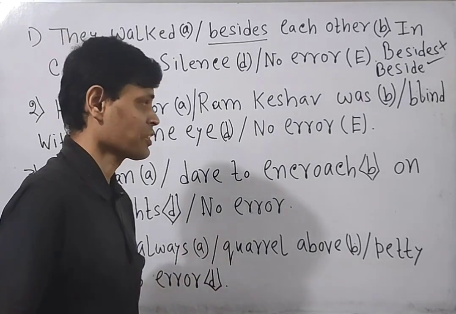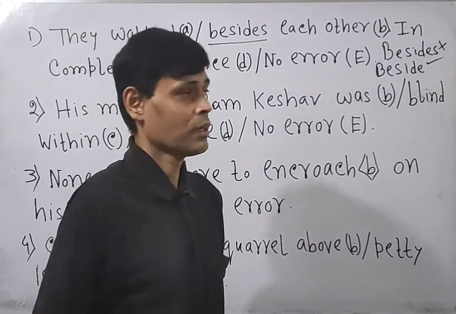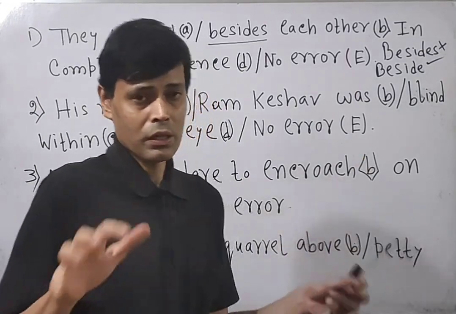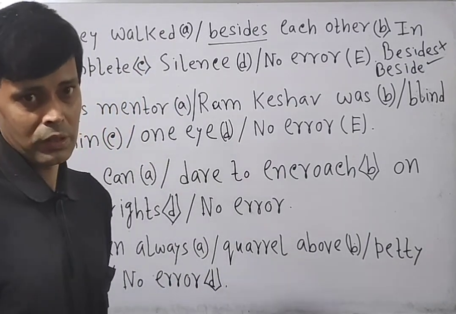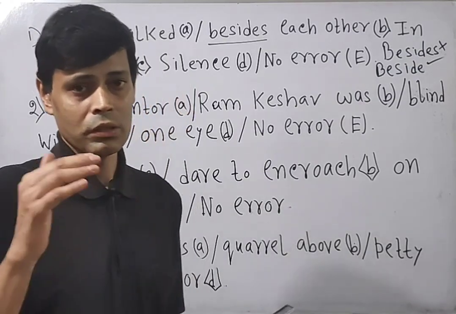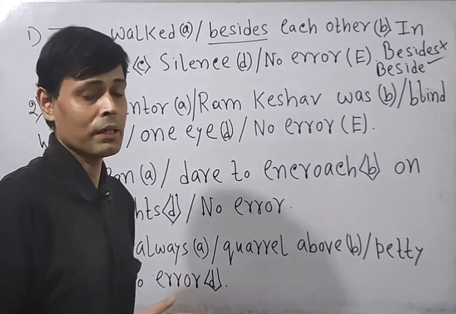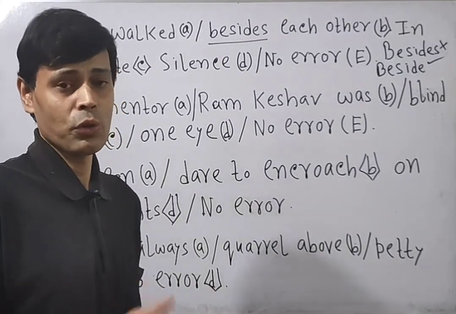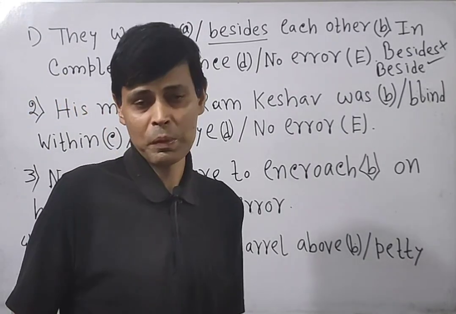Here was is functioning as the main verb because thereafter no main verb is there. Blind is an adjective. Now take it into account. Whenever the adjective blind is there, if blind means one eye, in that case the preposition in should be placed. But if blind is all about two eyes, in that case the preposition of should be placed.